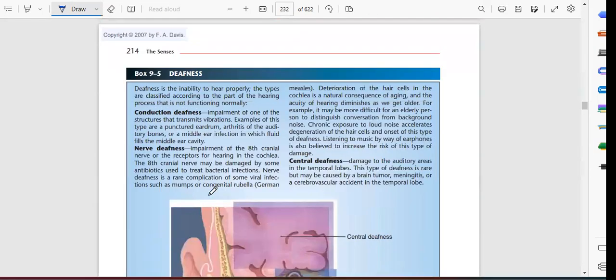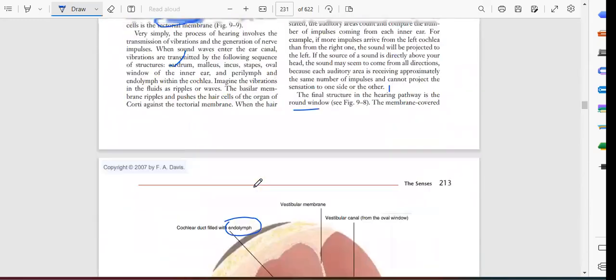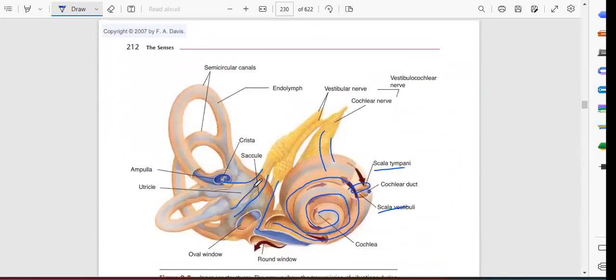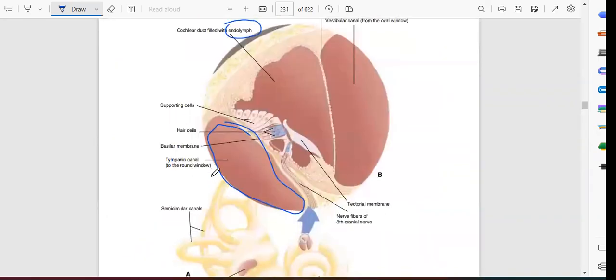So what will happen in deafness? It may be a defect of the conducting system. It may be a defect of the cochlea. You can see that this is the malleus, incus, stapes, or any canal, vestibular branch, cochlea or tympanic membrane. Any damage in this conducting area will lose the hearing capacity.